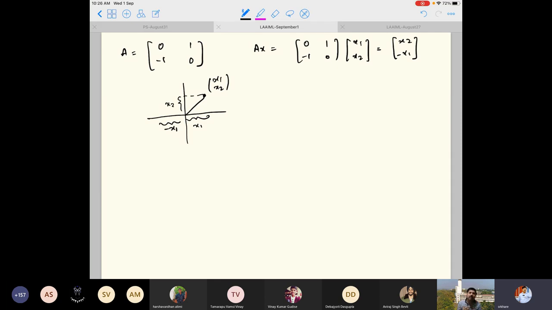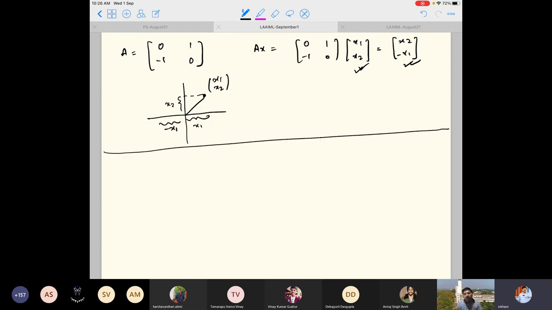So in this particular case, you see, you take any vector, its norm is preserved, right? Clearly, x1, x2 is getting mapped to x2, minus x1. The norm of x1, x2 is the same as the norm of the result, right? So this is preserved. And if you look at the angle between two vectors, that angle will also be preserved, okay?